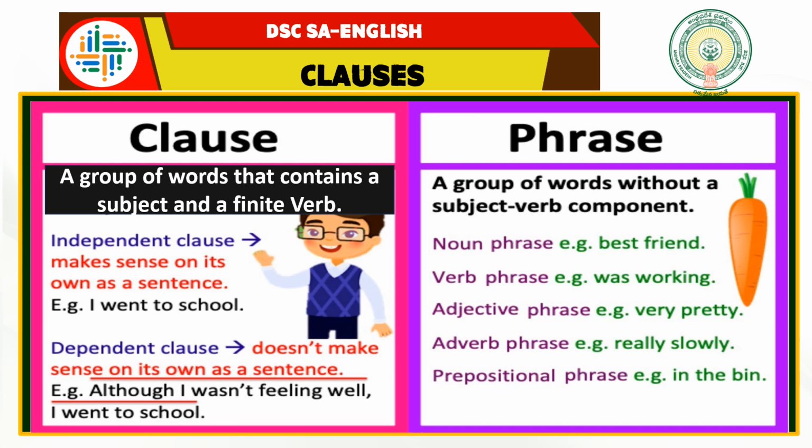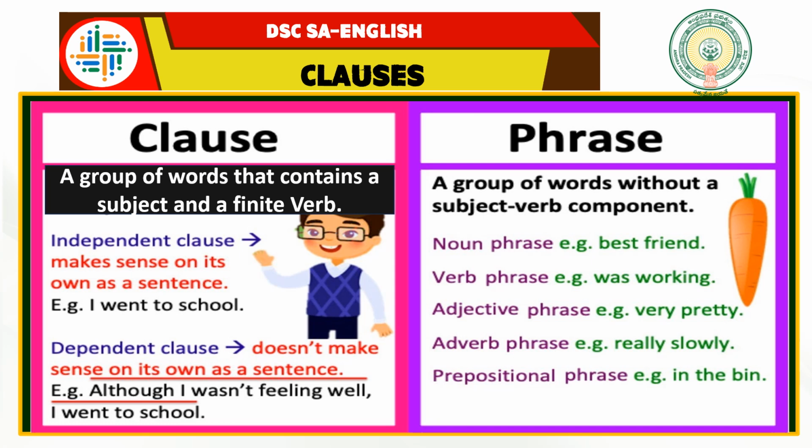Now let's look at the clauses. And here you should know what a clause is and what a phrase is, and what the different clauses are, like independent clause and dependent clause. For example, a clause is a group of words that contains a subject and a finite verb. That's what you have to find out. So in a sentence, they will ask you to identify the main clause or subordinate clause.